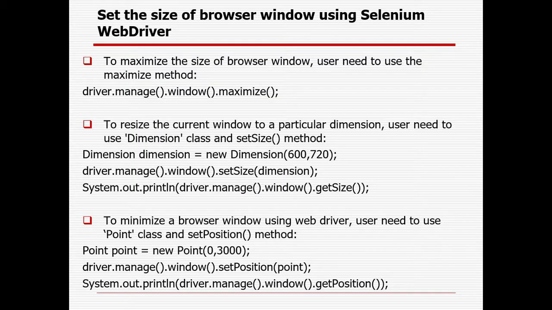Suppose we need to resize the current window or browser to a particular dimension, then obviously the user needs to use the Dimension class and the setSize method. Using setSize, I can set any particular size, for example x-axis and y-axis values in pixels. After the set, using the getSize method, I can get the size and print it in my console using the SYSO method.